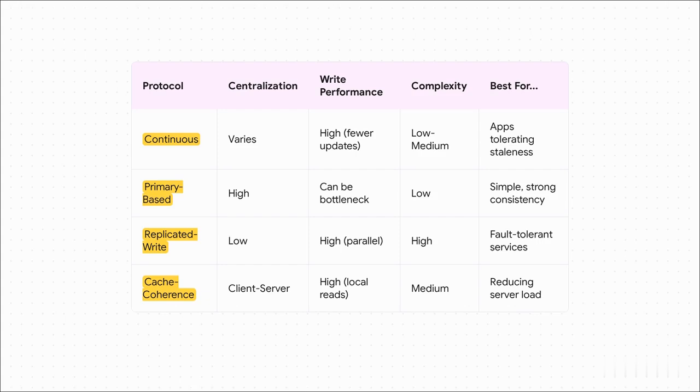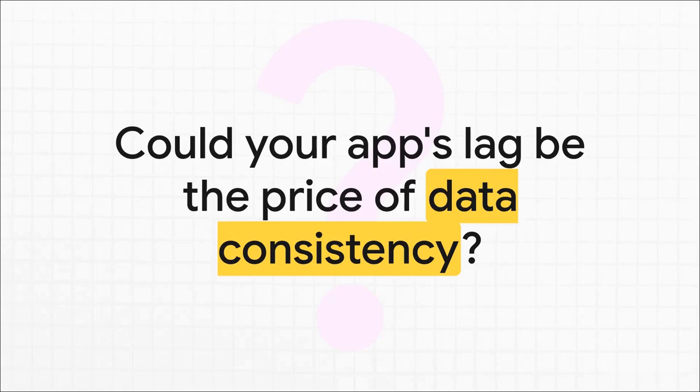Primary-based protocols are your classic choice for simplicity and strong consistency, which is why you see them in so many databases. Replicated write is complex, no doubt, but it's the champion when it comes to fault tolerance and high availability. And finally, cache coherence is the specialist, designed specifically to make our everyday browsing faster by cutting down on server load. So as we wrap up, I want you to remember this.